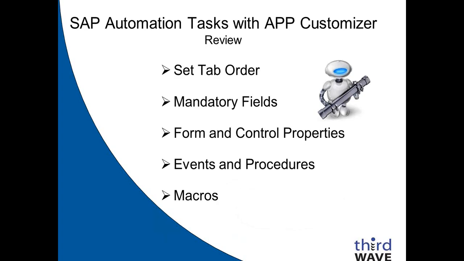Right, and that wraps up the SAP automation task. So let's do a quick review here. Some of the things that we covered: we went through how to set tab order on the screen, and how to define mandatory fields so that people can't add or update orders if they don't fill in certain fields that you define as mandatory. We took a look at form and control properties, as well as events and procedures that are related to those properties. And we also looked at recording macros, editing macros, and then setting conditional events to run various macros.